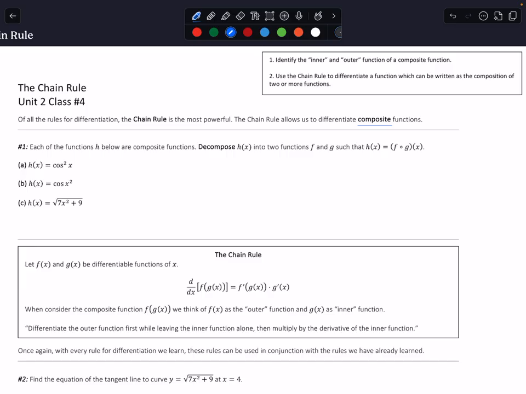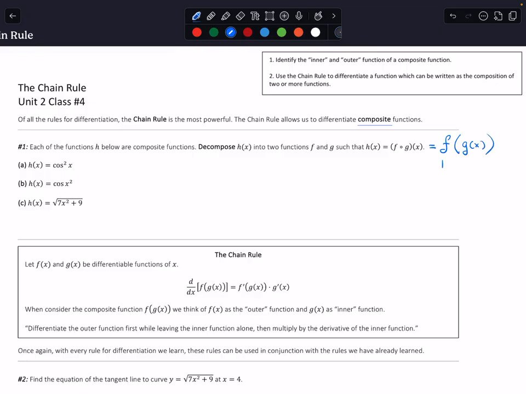So before we even do any calculus, what we need to make sure is we really understand composition of functions and seeing functions as the composition of functions. So in number one here, each of the functions h below, there's three of them, are composite functions decomposed into two functions f and g, such that h of x is f composed with g of x, which from our knowledge of composition, we know that means f of g of x.